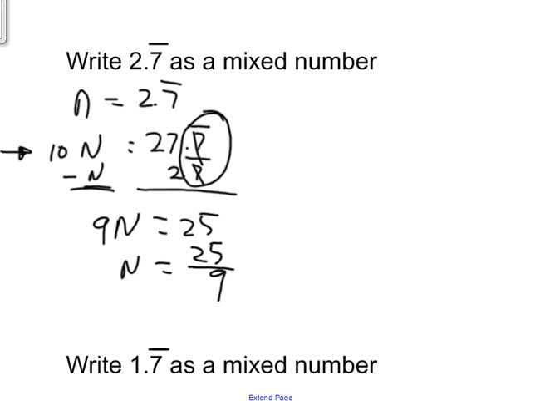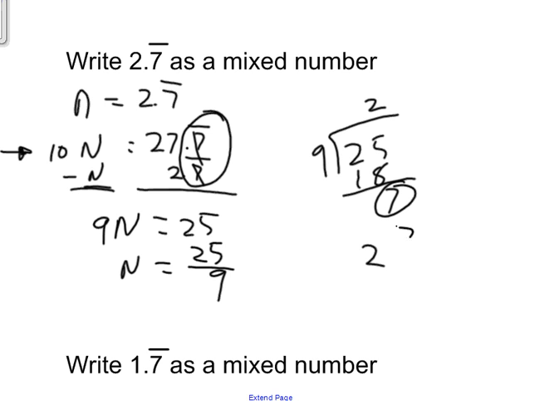I need to reduce that as much as I can. I'm going to say, how many times will 9 actually go into 25? 9 will go into 25 2 times, with a remainder of 7. So 2 and 7 ninths then is my mixed number in this case. I'm going to do the same thing with 1.7 with a bar over the 7. I'm going to say 1.7 with a bar is equal to n.